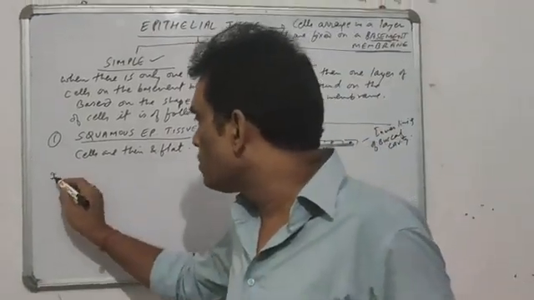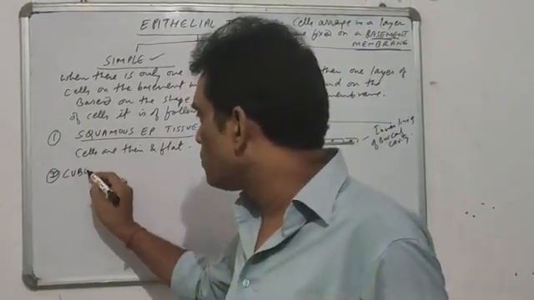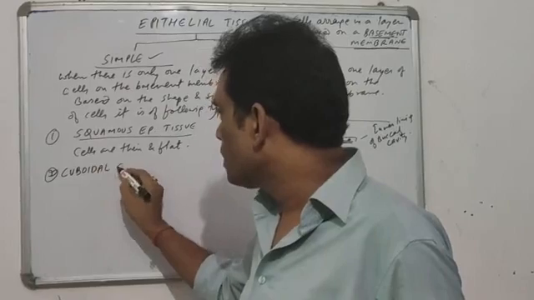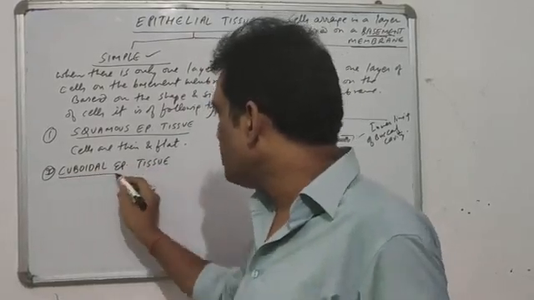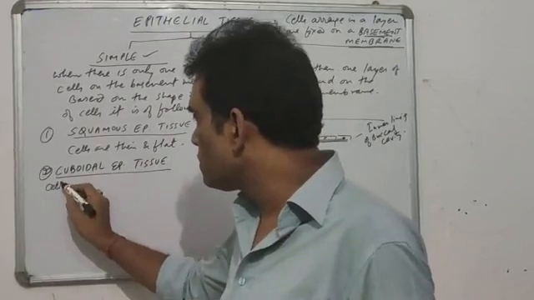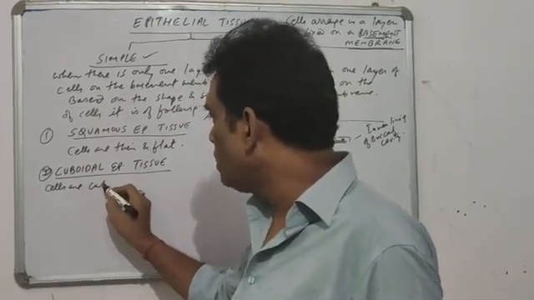The second one is called cuboidal epithelial tissue. The name itself is very clear. The cells are cuboidal in shape.